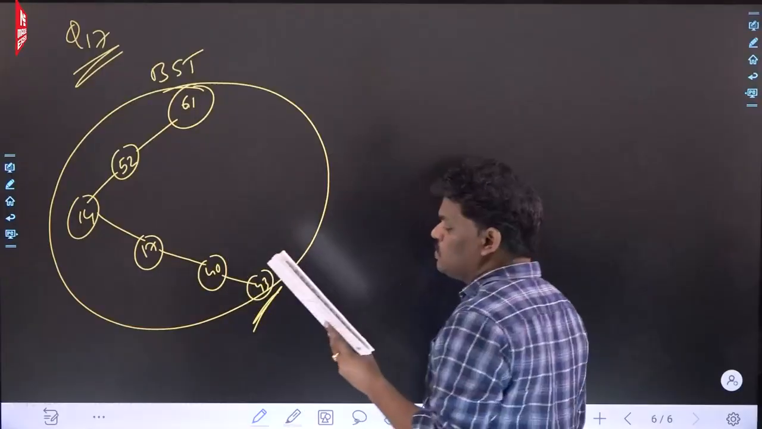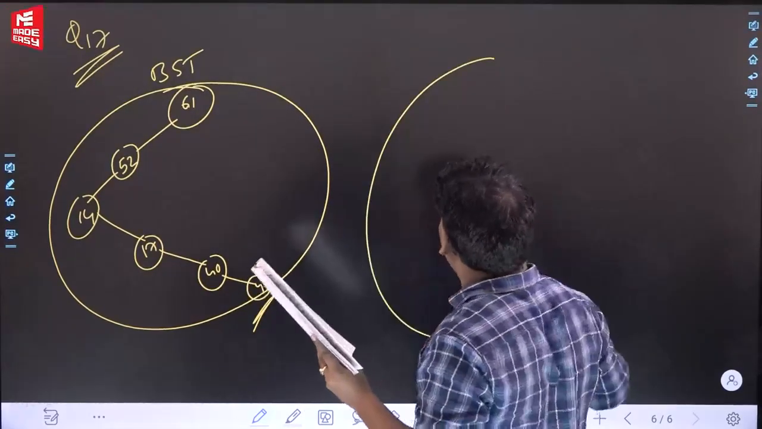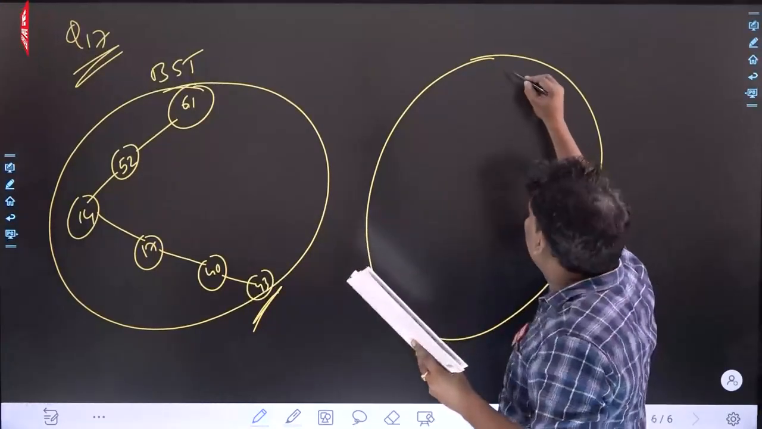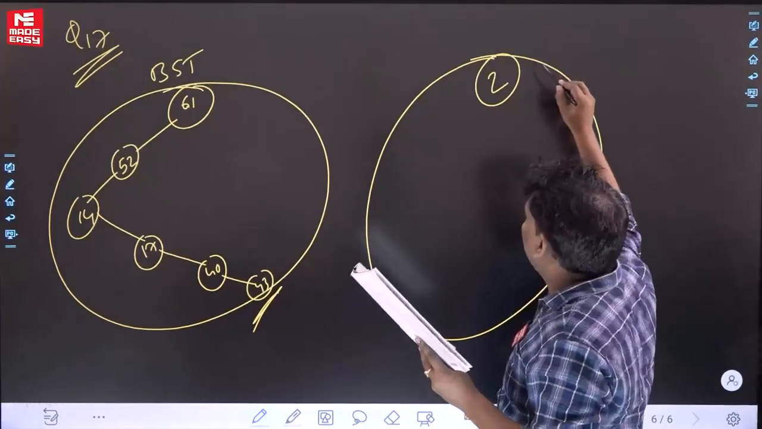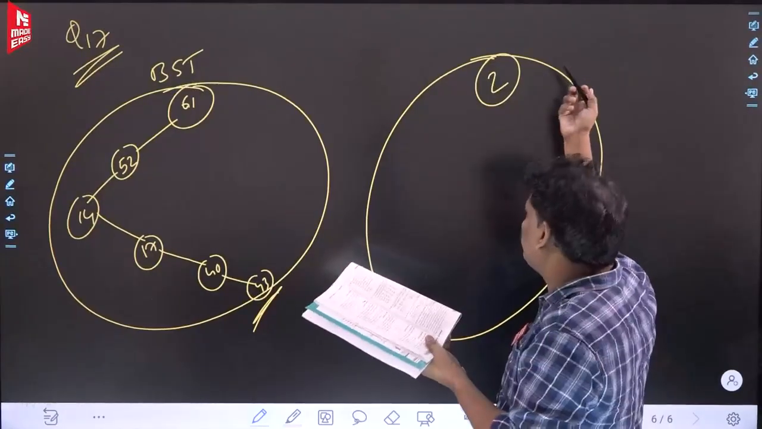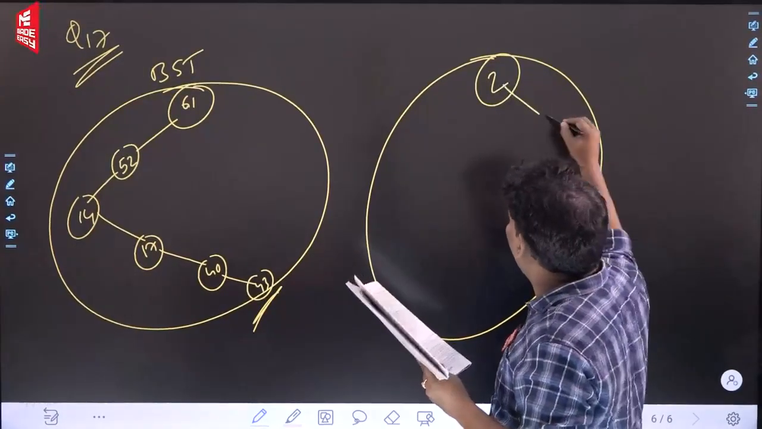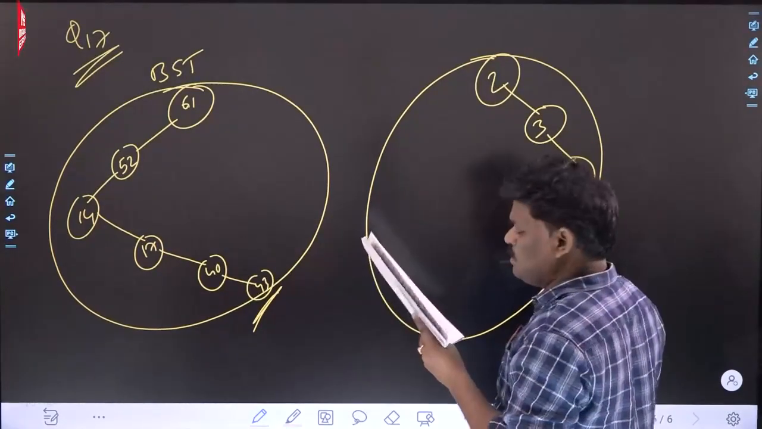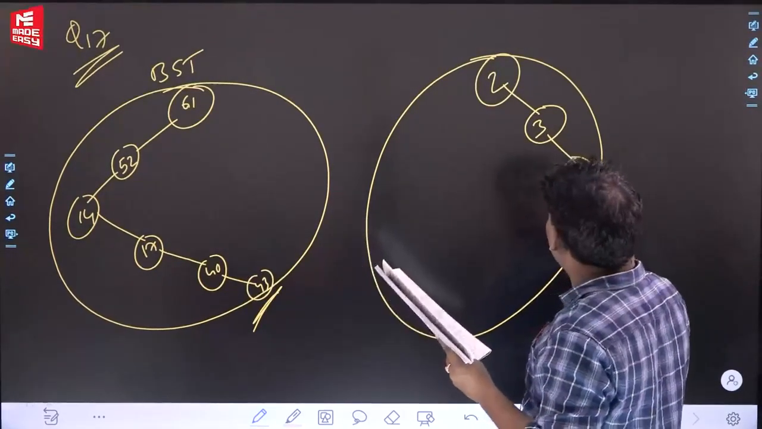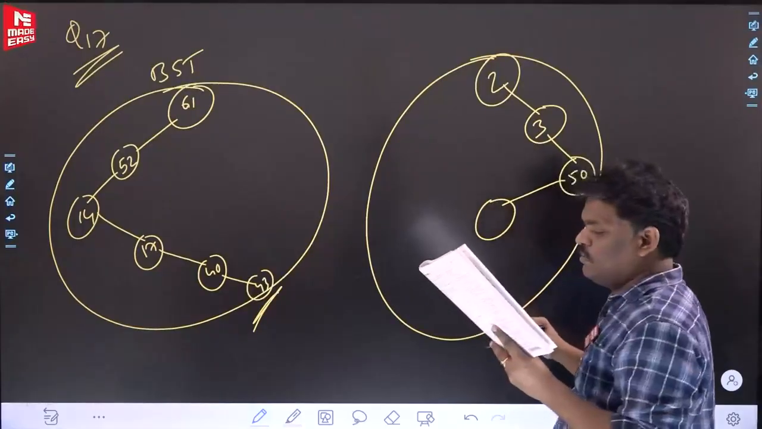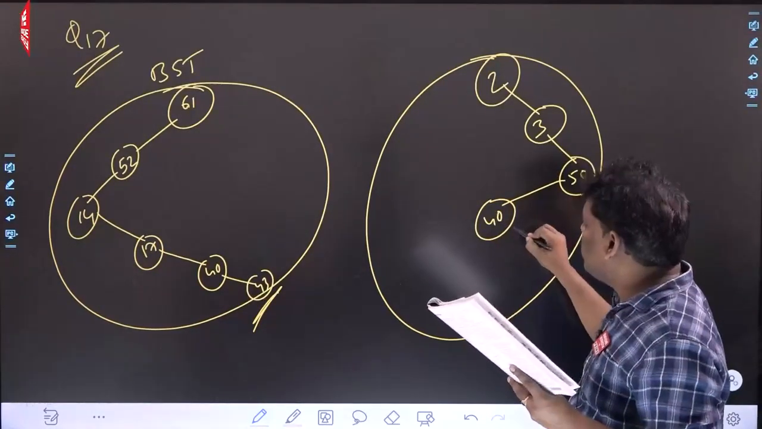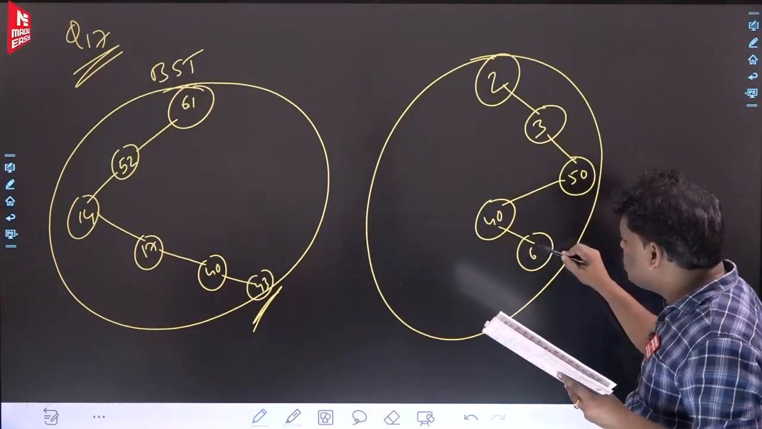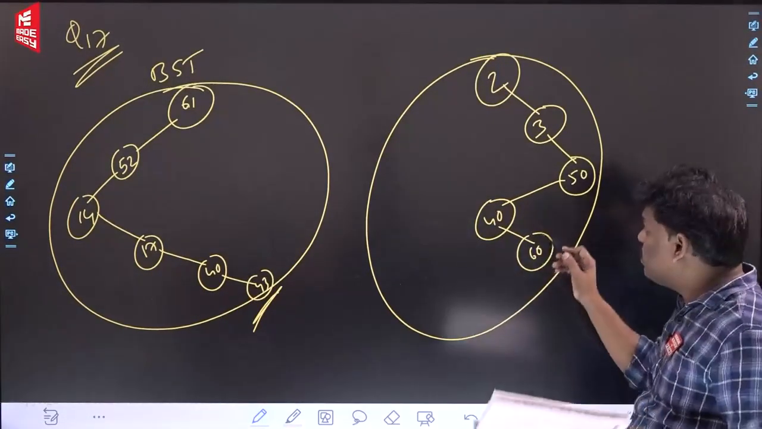Let's see option B also. As soon as I started, 2 came, so the root is 2. Is 2 equal to 43? No, more than that. Next, 3. Is 3 equal to 43? More than this. Next, 50. Is 50 equal to 43? Less than this. Next, 40. Is 40 equal to 43? More than this. 60. Is 60 equal to 43? No, less than that. But one thing.